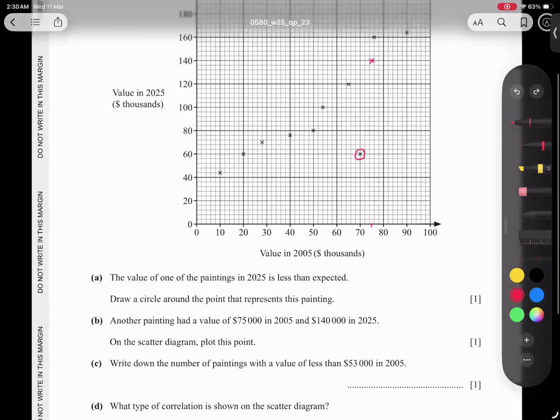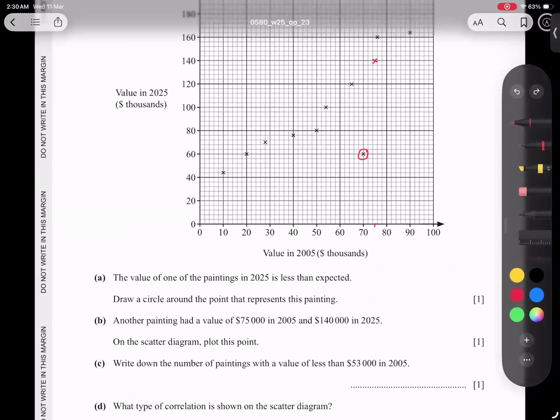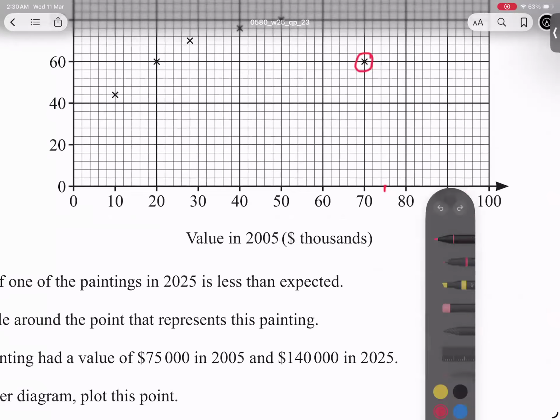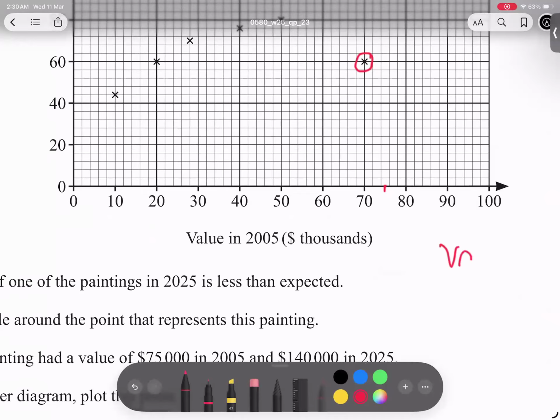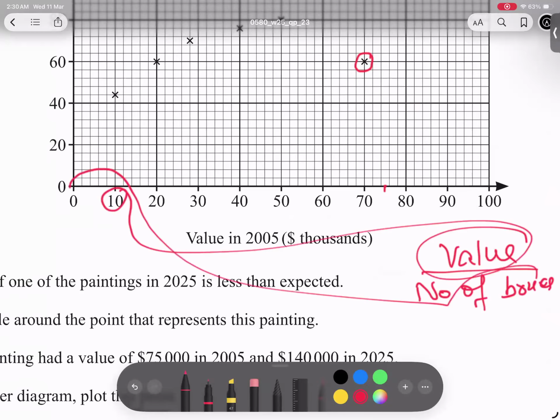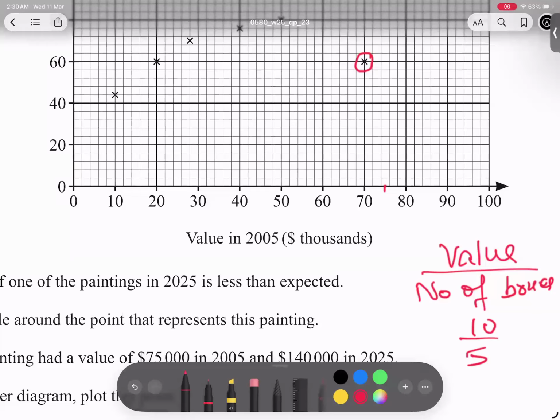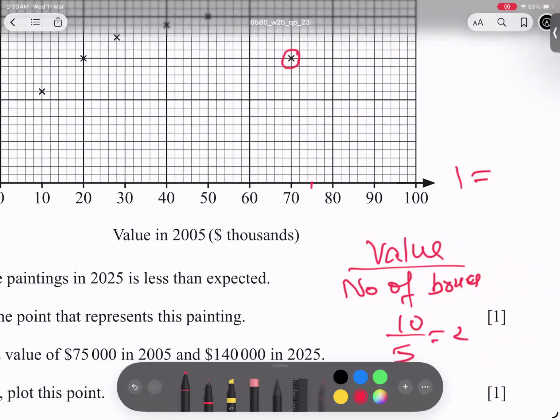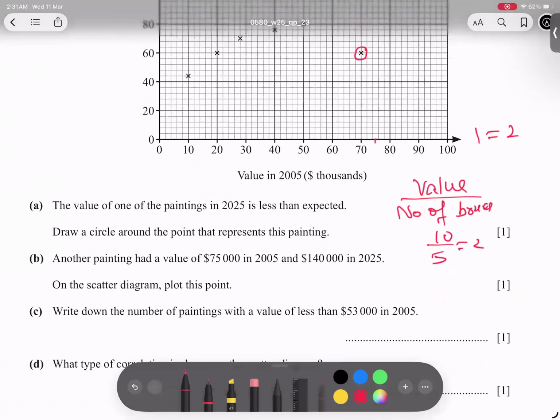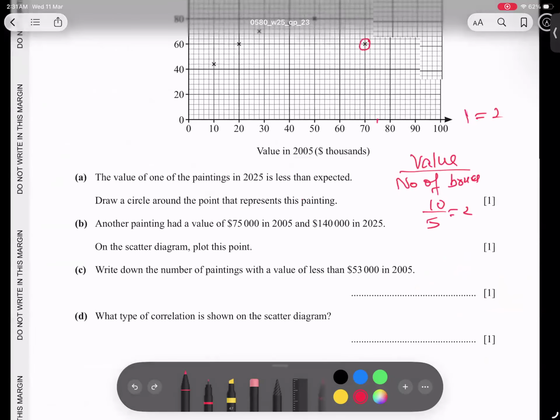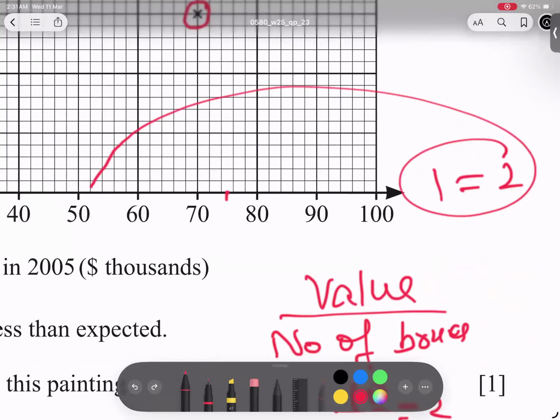Now the next part: write down the number of paintings with a value less than 53,000 in 2005. Where is 53,000? We have a scale. What is the technique to find the scale? Value divided by number of boxes. Let's say the value is 10 and the number of boxes is 5. So 10 divided by 5 is equal to 2. It means along the x-axis, one box represents 2. So I'm looking for 53,000. Because one box is 2, this is 52, 54, and 53 is here.